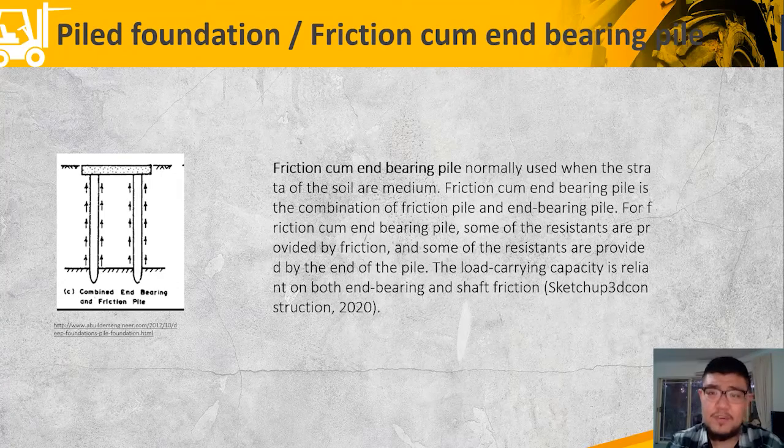And the third type is the friction end bearing pile. So this is basically the combination of the two previous types of pile. So they use both the end bearing force and also the friction force.